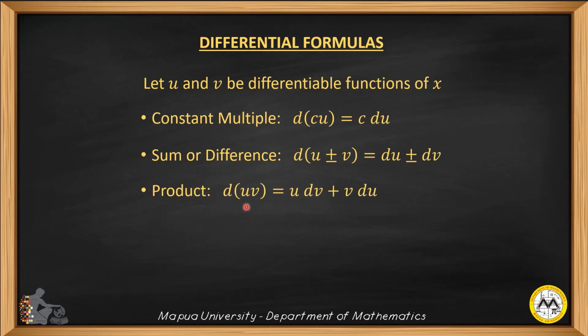For the product u times v, the differential is given by u times the differential of v plus v times the differential of u. And working out the differential of a ratio u divided by v, we have this equal to v times the differential of u minus u times the differential of v, all over v squared.